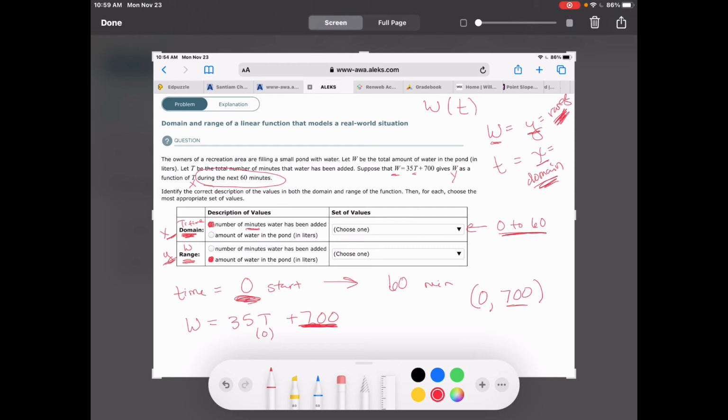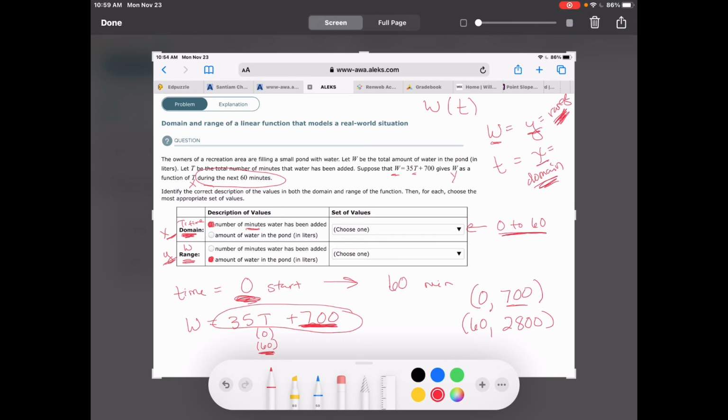The next thing we need to do is just to figure out what is the total amount of water we're going to end up with in 60 minutes. So you want to plug in 60 right here, and you might want to use a calculator for this. So we're going to go 60 times 35. That's our rate. Apparently we are putting in 35 liters of water every minute, and that's 2,100 plus 700 gives us 2,800 liters of water. At 60 minutes, we will have 2,800 liters of water. And I just used the equation to figure that out by plugging in the top amount.